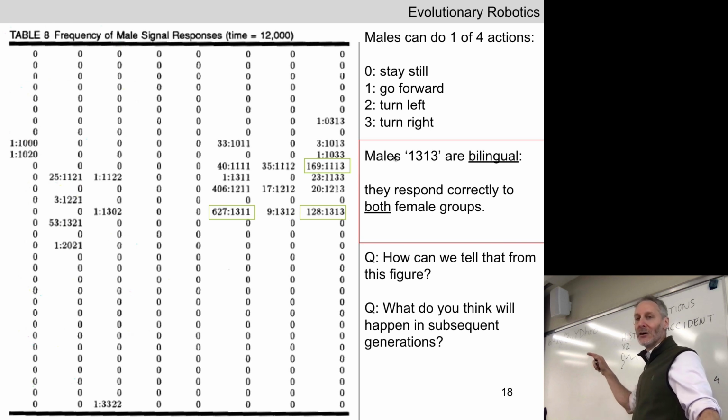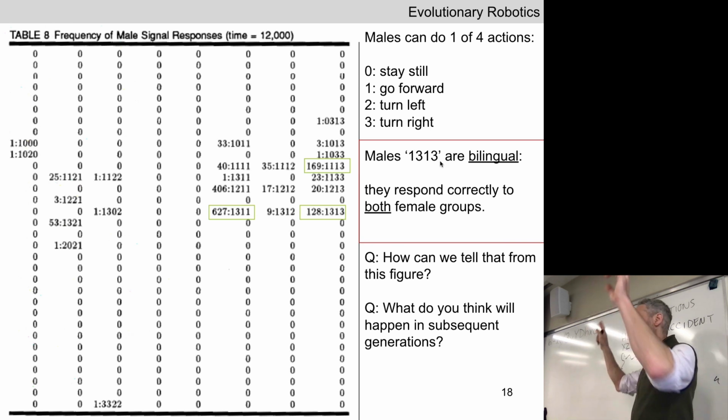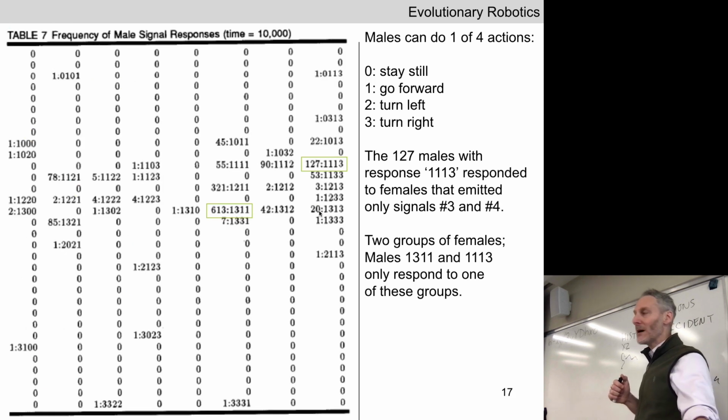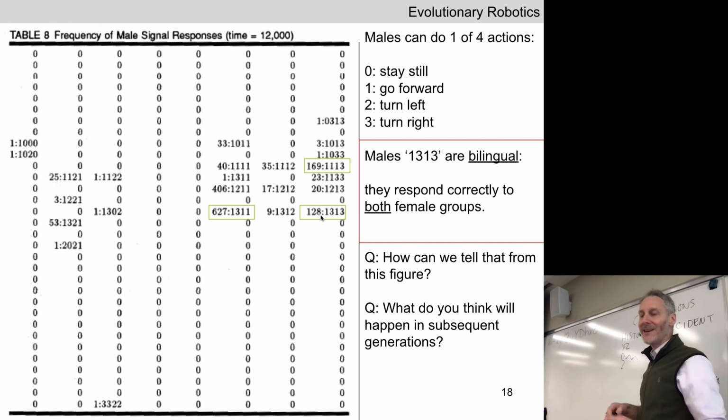There's potential here for these males. And these males also, quote unquote, know that there is another group of females that know when to sing song 4 to attract males that turn right when they hear that song. So this is 12,000 time steps. Have a look at this particular tribe here. 20 members of this tribe at time 10,000, 128 members of this tribe at 12,000. What's happening to the other two monolingual tribes?